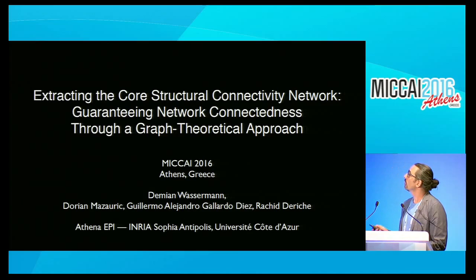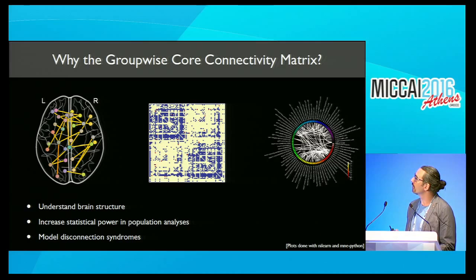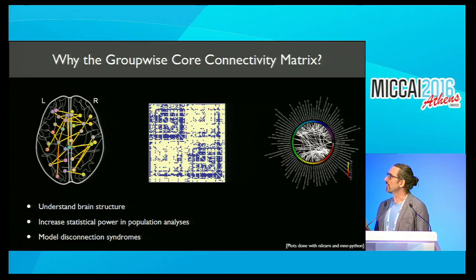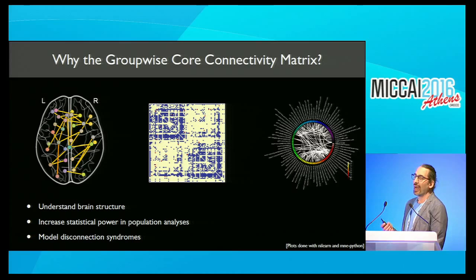So let me start by motivating the problem. Why do we want to get the core, or as my previous colleague called it, the backbone core connectivity matrix? Mainly to be able to shed some light into understanding brain structure. The idea will be to get from all these connections that we get from the connectome, of which here I'm showing three different representations, a more synthesized version.